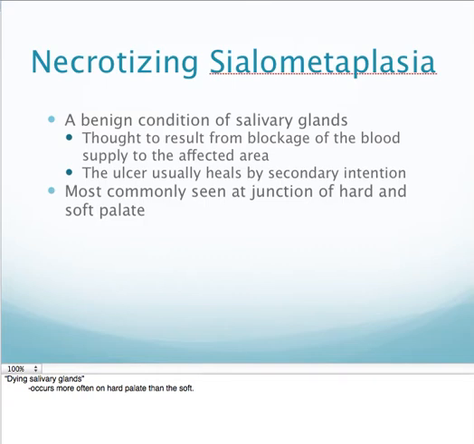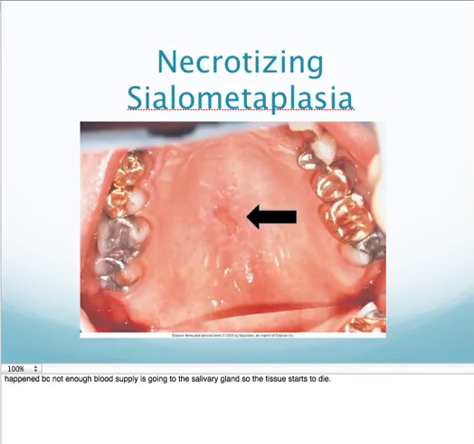So, this is similar to mucocele because it's affecting the salivary glands, but when you think of necrotizing sialometaplasia, I want you to think of the palate because it's focusing on the palate between the hard and soft palate. Here's an example of it. So it's basically happening because not enough blood supply is going to the salivary gland, so the tissue starts to die. Necrotizing, necrosis, tissue dying.